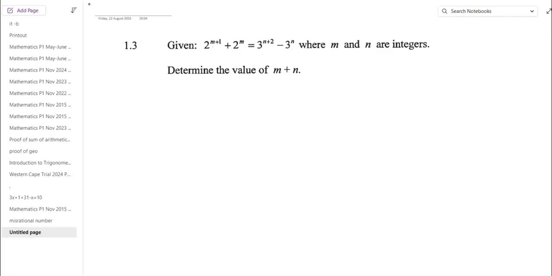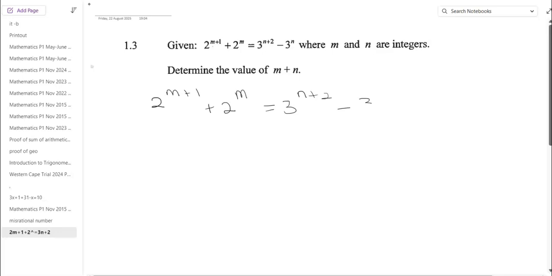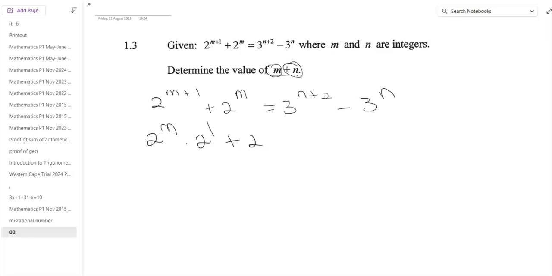So we have this equation here, 2 to the power of m plus 1 plus 2 to the power of m is equal to 3 to the power of n plus 2 minus 3 to the power of n. Here we're supposed to find m and n so that we can determine m plus n, right? So this one we can separate it. You're going to have 2 to the power of m multiplied by 2 to the power of 1. Okay, here we can also do the same, following the rules of exponent.